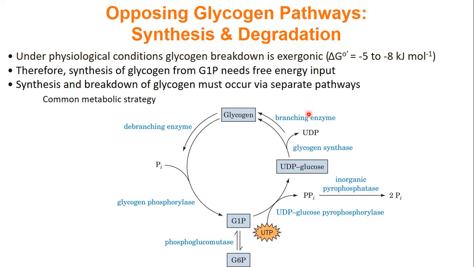And this is actually very common when it comes to synthesis or metabolic strategies. When you break down something and rebuild it back up, you will often use different pathways. Because, for example, here the breakdown is -5 to -8, so it's going to be hard to go back up that hill. So let's just make different enzymes to take another path to get back to glycogen.